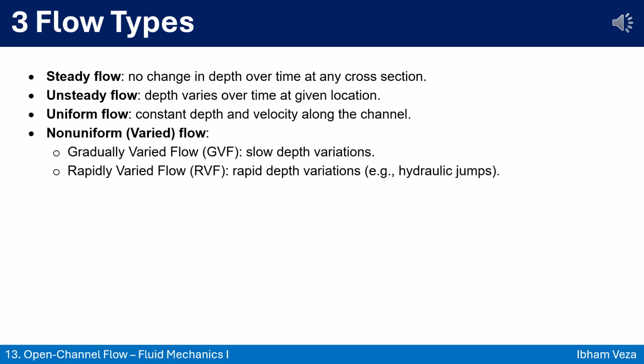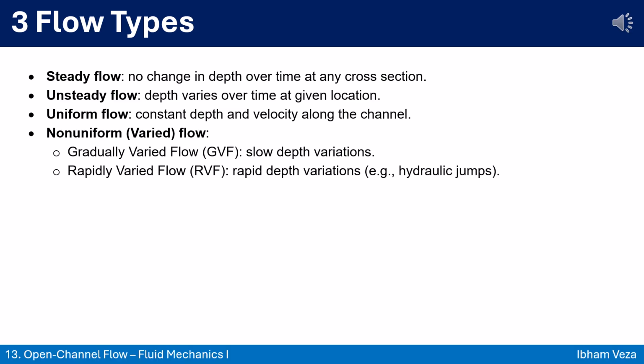To analyze open channel systems effectively, we must recognize how flow behaves with respect to time and space. This brings us to the classification of flow types. Start with steady flow. This is the calm and predictable case. Flow depth and velocity do not change with time at any given cross-section. If you observe the water level at a point in the channel, it stays constant. It's the engineer's favorite scenario because it's easy to model.